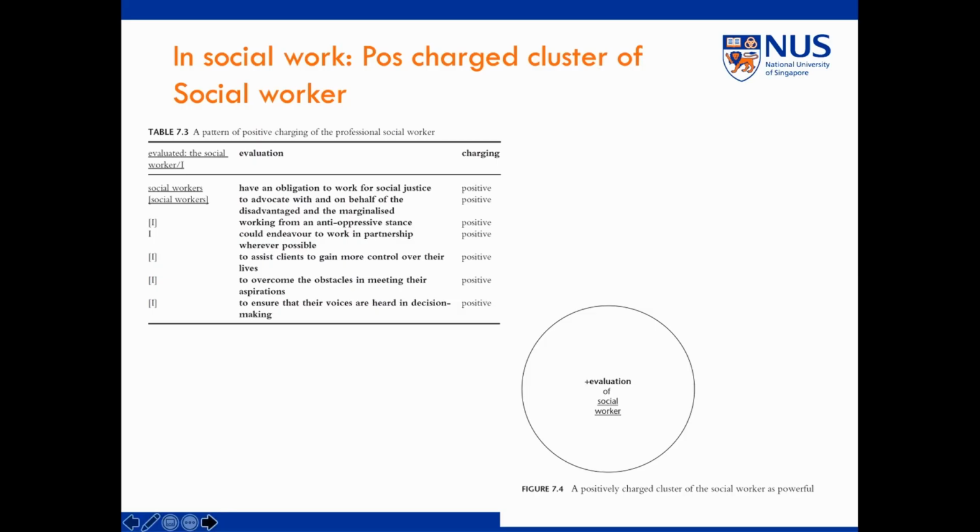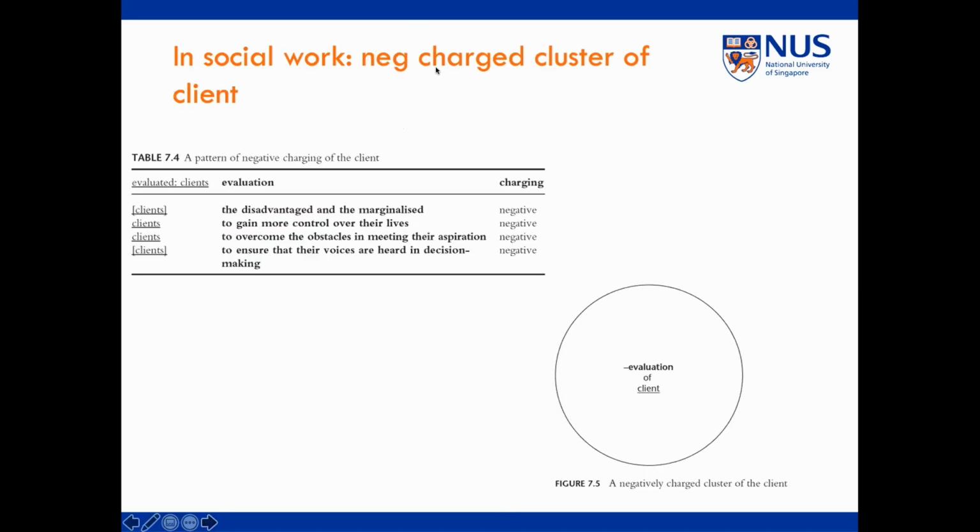So this is the social worker in this assignment, another assignment that I looked at. And then this is what the client looks like. The client has a negative charging associated with them. If the social worker is powerful.